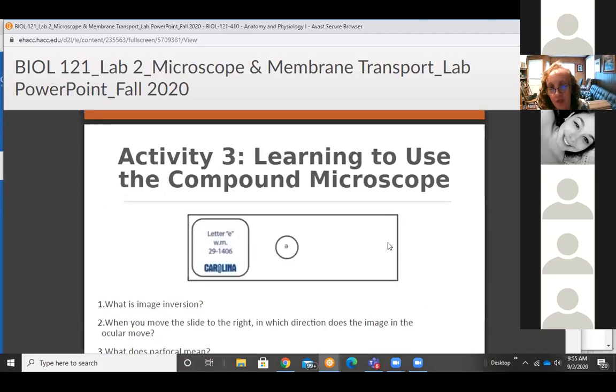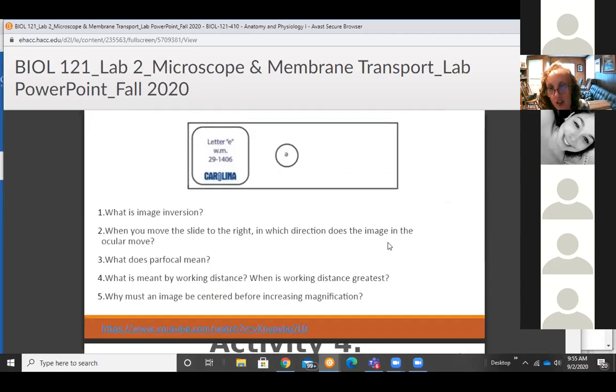Image inversion. It's exactly opposite of what you see: the top becomes the bottom, and the right is now the left. So when you move the slide to the right, the image that you're viewing is going to move to the left. Parfocal meaning you're seeing part of it.